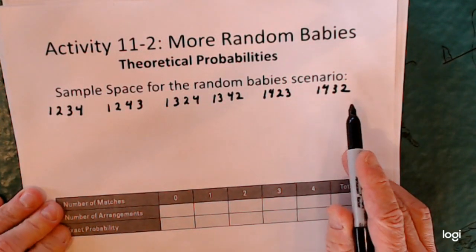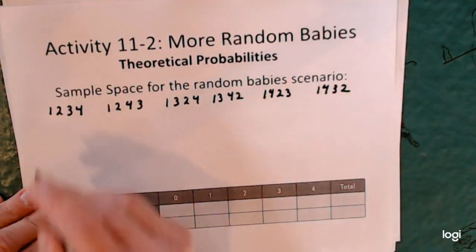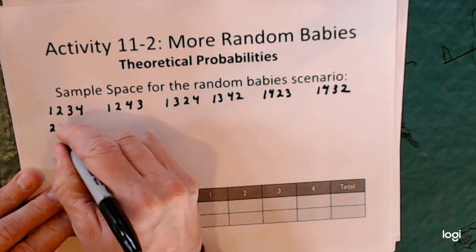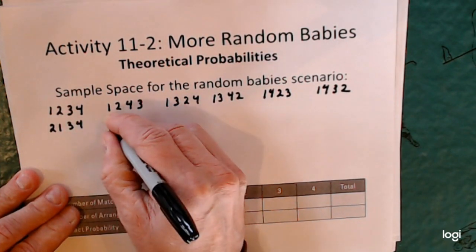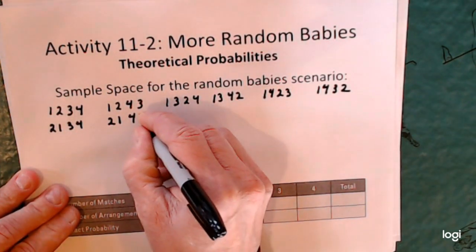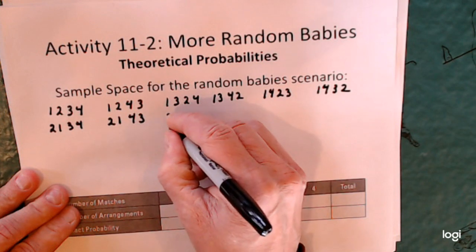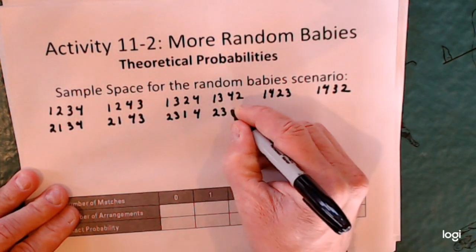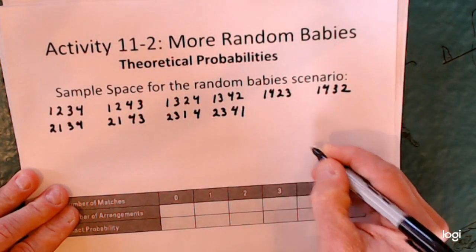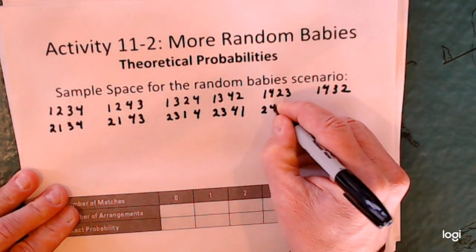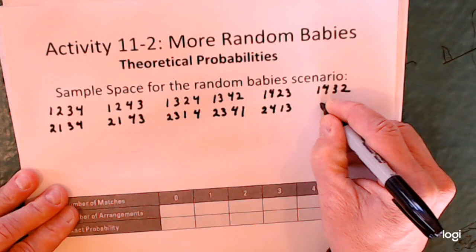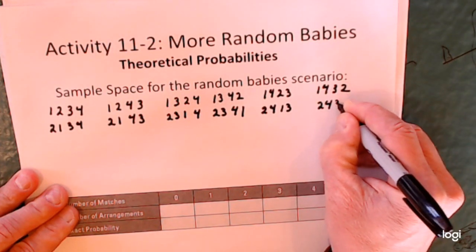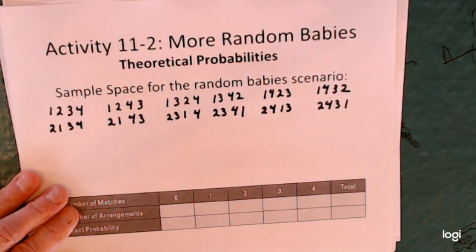All right, now let's lay out all the possibilities where the 2 comes first. So we could have 2, 1, 3, 4, or 2, 1, 4, 3. We could have 2, 3, 1, 4, or 2, 3, 4, 1. We could have 2, 4, 1, 3, or 2, 4, 3, 1. Those are the 6 ways 2 could come first.